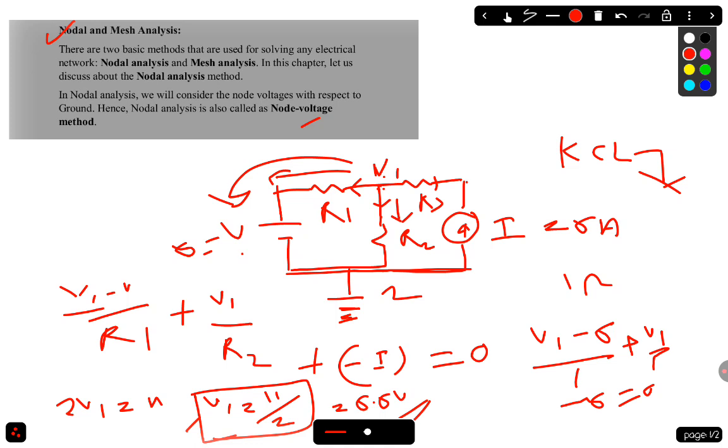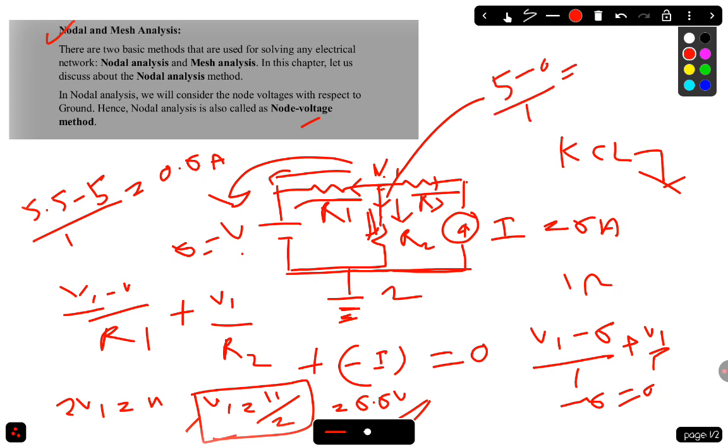Through the nodal method we can calculate node voltage. After calculating node voltage we are able to calculate this current and this current. This current is already given, so this current will be 5.5 minus 5 divided by 1 ohm, equal to 0.5 ampere. What is the current here? 5 minus 0 divided by 1 ohm, that is 5 ampere. So these are the currents we can calculate in this method.